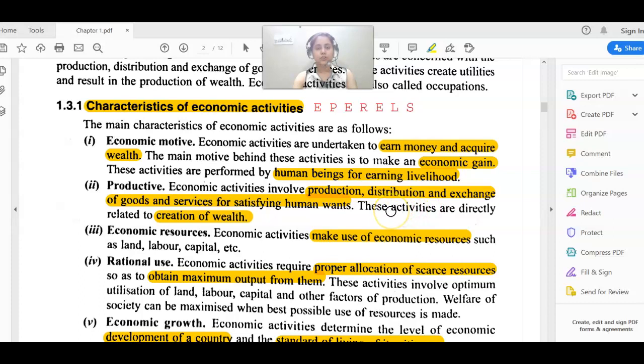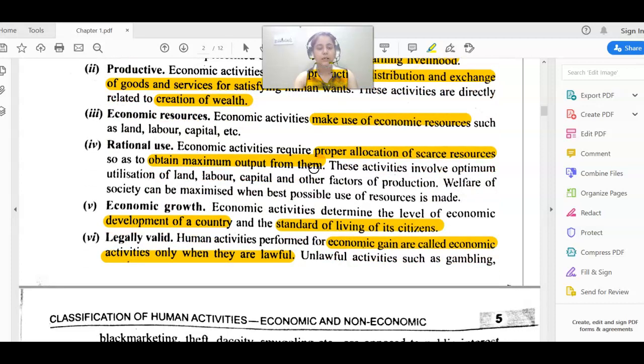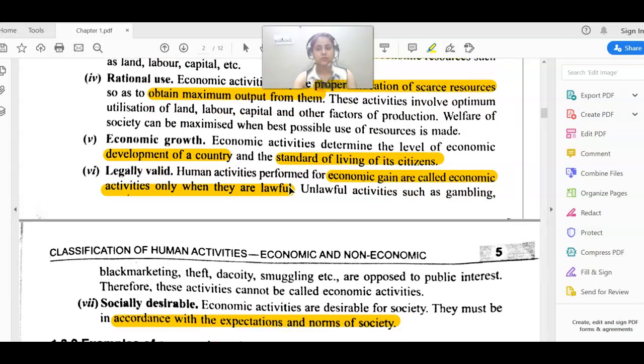Productive: there is production or distribution and exchange of goods and services for satisfying human wants. Economic resources: they make use of economic resources such as land, labor, capital, and that has to be very rational. That means there has to be proper allocation of these resources to bring out maximum output from them. Economic growth: every individual, organization and company does such activity that collectively results in the economic growth of the country, that is, economic development of the country.